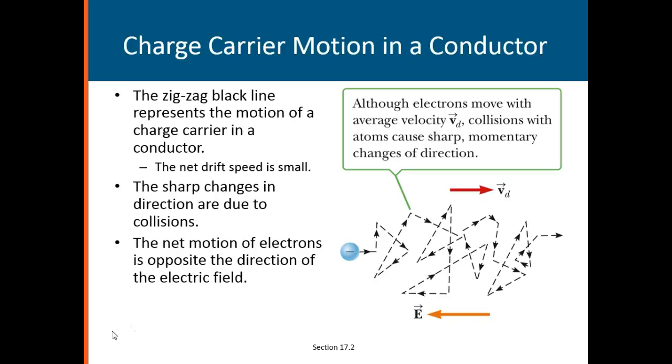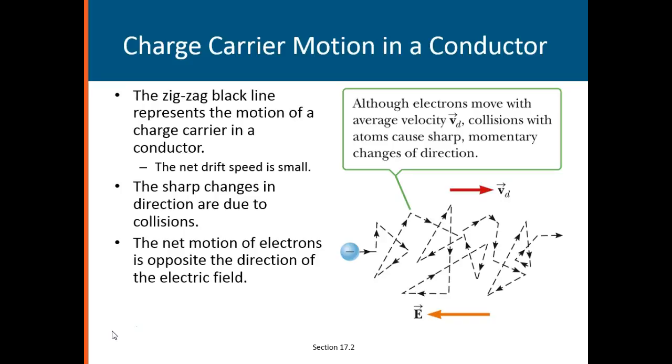The net motion of the electrons is opposite to the direction of the electric field, like we already said. Although the electrons move with average velocity that way very, very slowly, collisions with the atoms cause sharp, momentary changes of direction. So these actual motions here can be quite fast, but the average drift velocity is incredibly slow.